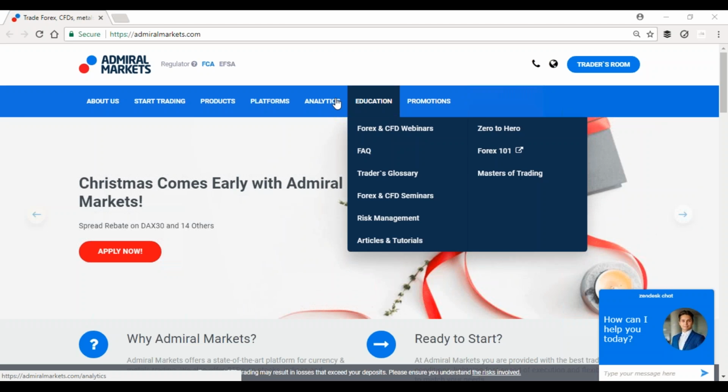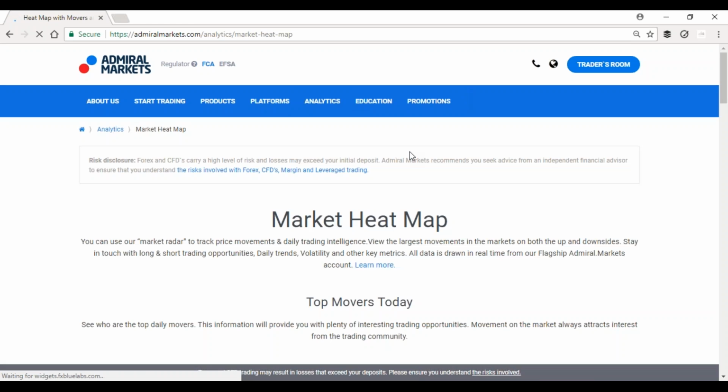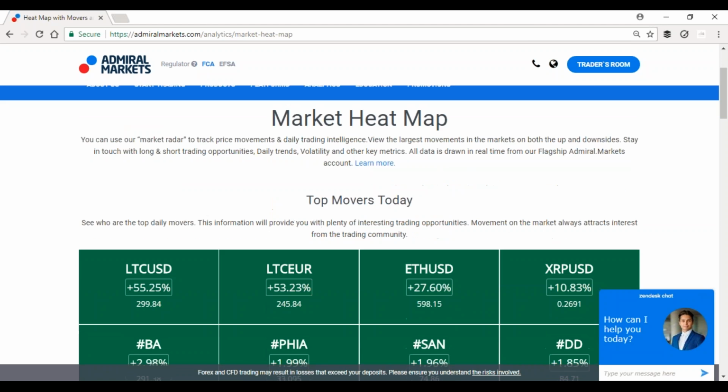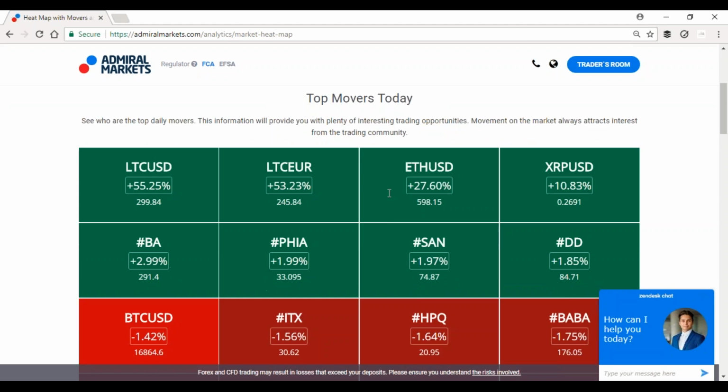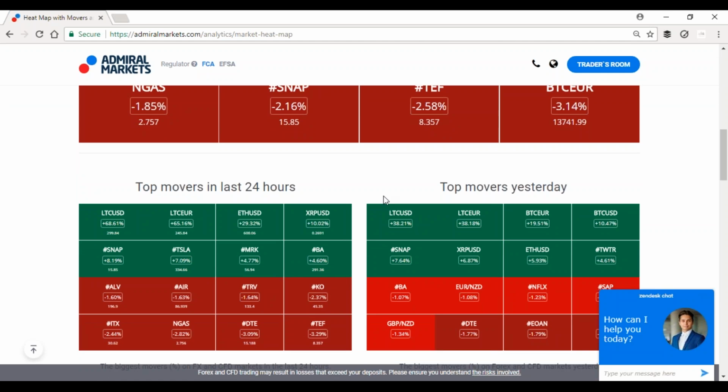Now, with regard to the market movement so far, we can take a quick look at the market heat map. I think that's always useful info. So we can take a quick look, and then we'll continue with the charts. The market heat map is a very useful tool, I think. It shows you the movements of these instruments up and down.